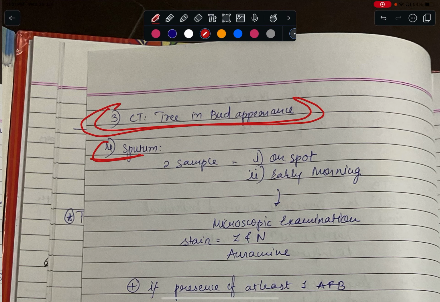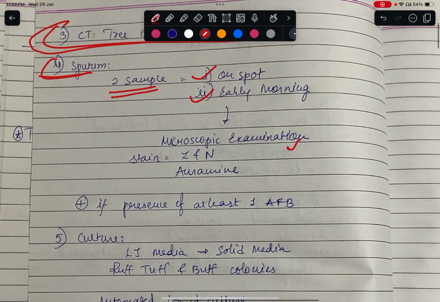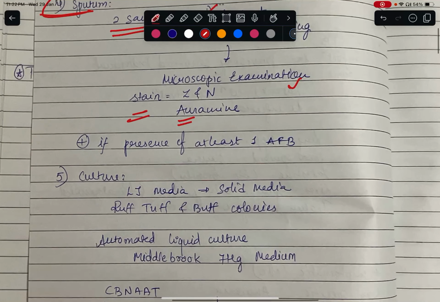Then sputum. You have to take 2 samples for sputum: one is spot and the next is the next day early morning. You will do microscopic examination, then ZN stain, and auramine stain. It's positive if there is a presence of at least 1 acid fast bacillus.